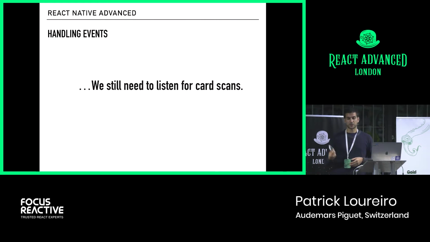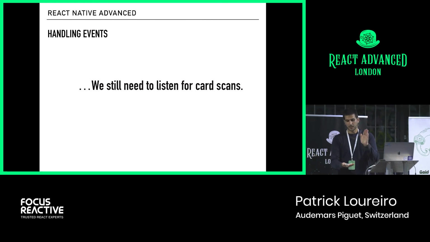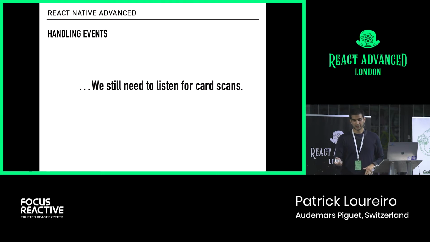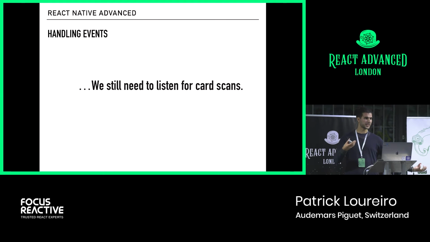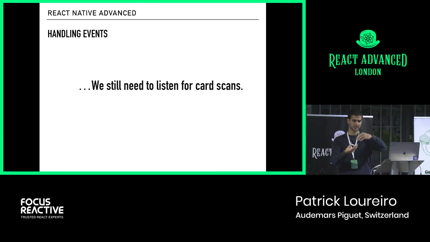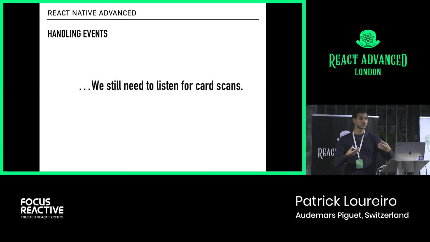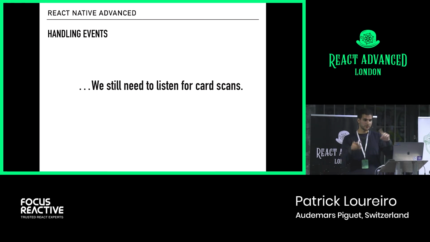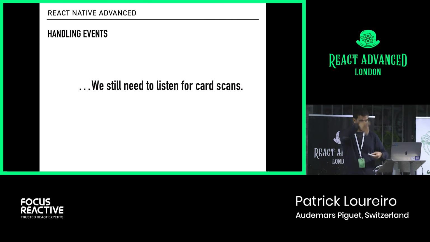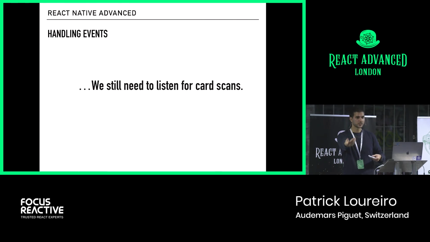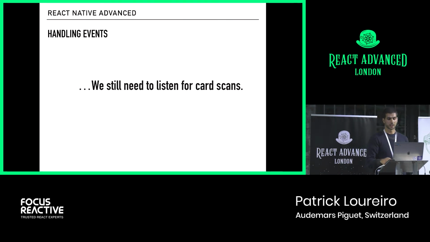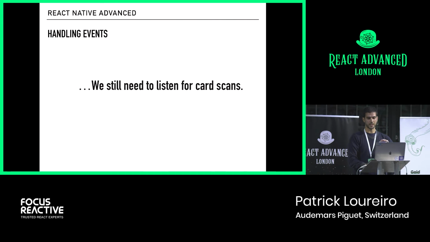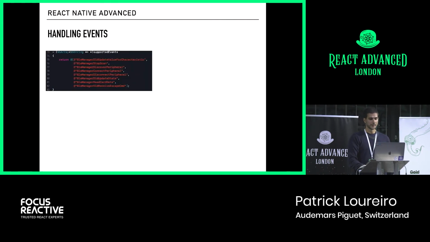We still need to listen for cards. For example, if someone put the card on the device, you need to listen for that event. So it will be the native side that notifies the JS side that a native event happened. And in the case before, we have seen it's from the JS side. You are asking the native, give me a result, give me the device you have. So it's the other side of the communication.